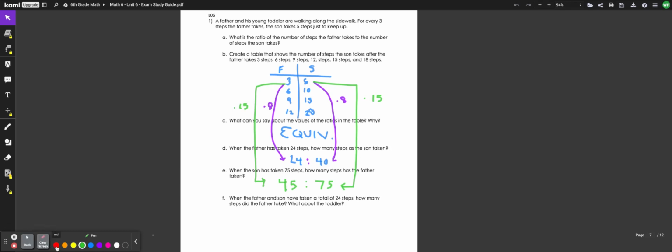Alrighty, everything seemed to disappear for a moment, so we brought it back. For this next part of the question, it says, when the father and son have taken a total of 24 steps. So we're looking to see where, when we add the father's steps and the son's steps, it will be equal to 24. Well, 3 and 5 gives us 8. 6 and 10 gives us 16. 9 and 15 gives us 24. So there it is. When the father takes 9 steps and the son takes 15 steps, they will have a total of 24 steps.